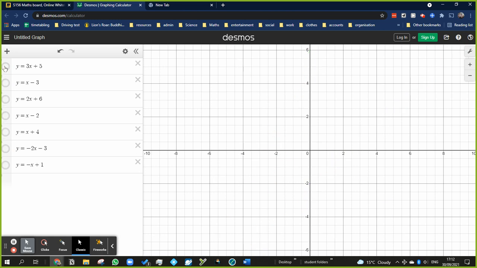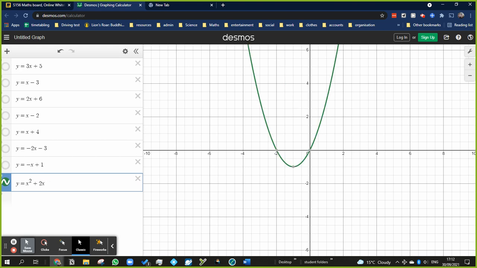I'm going to write one more, and this one will not be a straight line graph. Oops. Try that again. Right, let's leave it like that. That one is not a straight line graph. So we're going to try to understand why these other ones are straight line graphs and that one isn't.